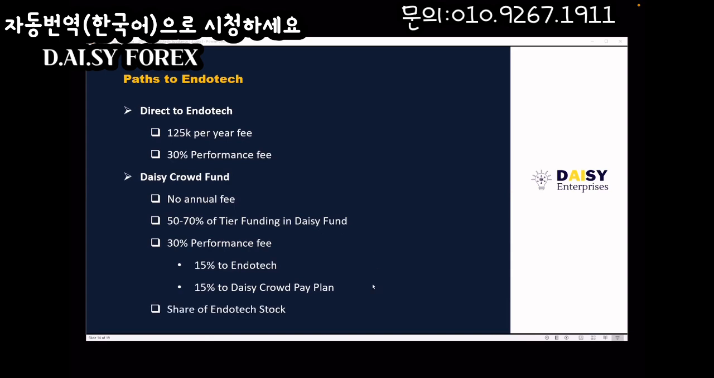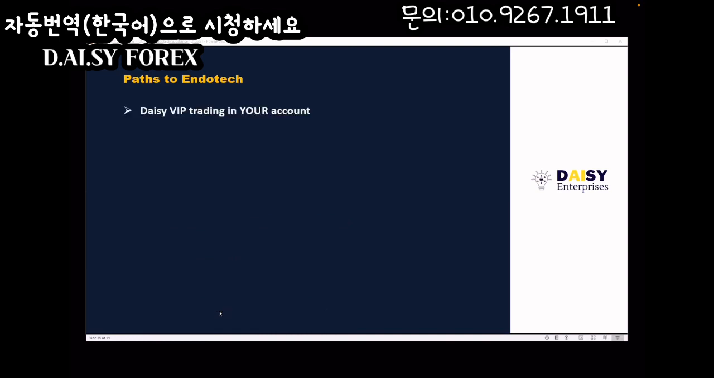In addition to that, almost like the golden ticket, an unknown future value, it gives you entitlement to a share in the IPO stock of ENDOTECH when that occurs in the future. So there are a lot of benefits. But there is a third way, and that is you can become a Daisy VIP, which gives you this incredible advantage of being able to have them trade in your own Binance account. So how does that come about?